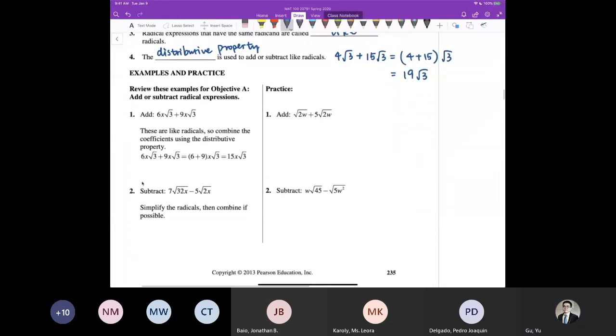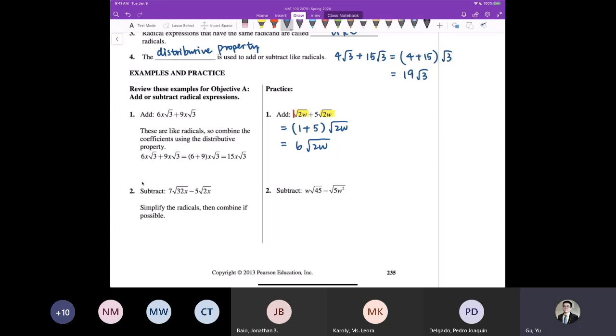Practice number 1, radical 2w plus 5 radical 2w. This is a very easy example because, first of all, they do have the same radical part, which is radical 2w. Therefore, we can apply the distributive property, simply add whatever's outside. The first radical expression doesn't have anything outside, so we have an invisible 1. You place the invisible 1 there, and then we could apply the distributive property. It becomes 1 plus 5 multiplied by radical 2w, and that gives us 6 radical 2w. That's number 1. They are already like radicals, so you could combine them.